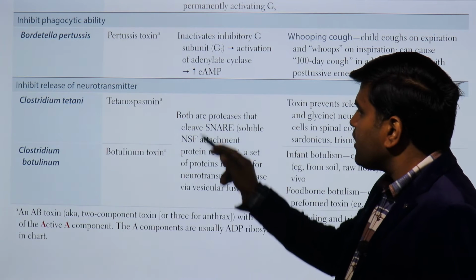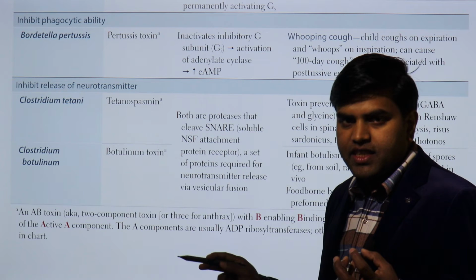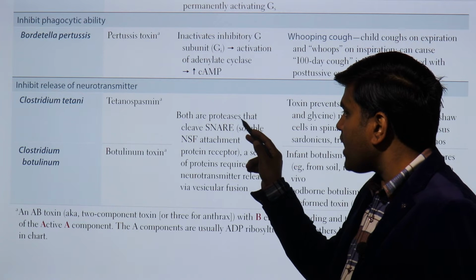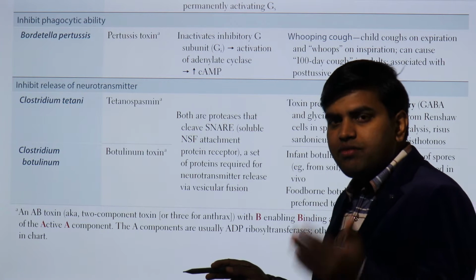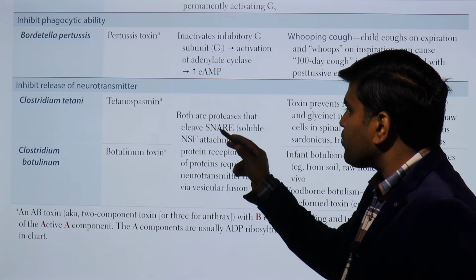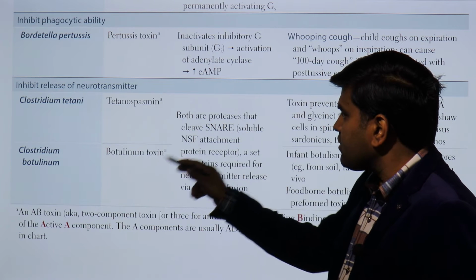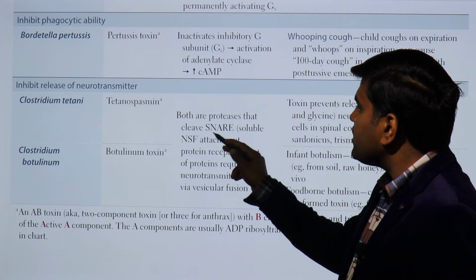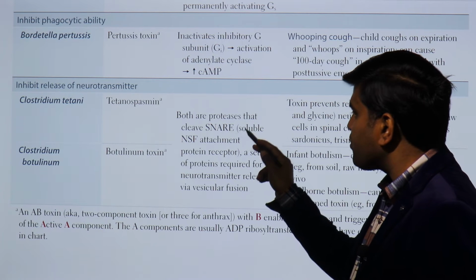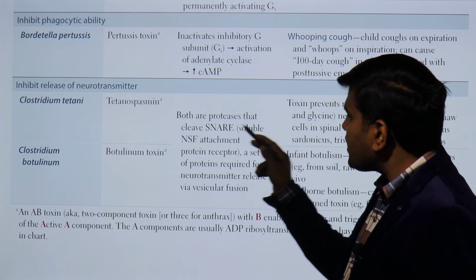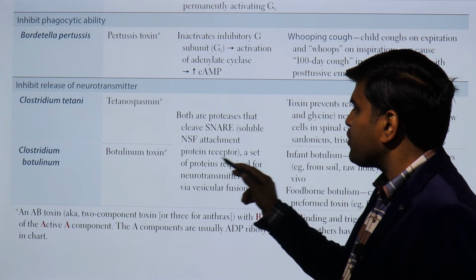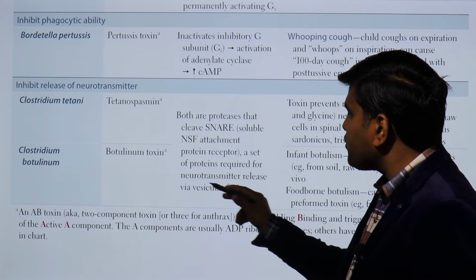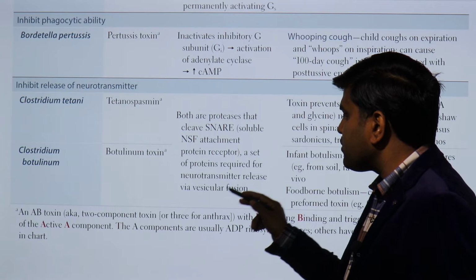These two toxins are both proteases, enzymes that cleave protein. So they digest protein. What type of protein do they digest? They cleave the SNARE protein. What is the SNARE protein? SNARE stands for soluble NSF attachment protein receptor. These are a set of proteins required for neurotransmitter release via vesicular fusion.